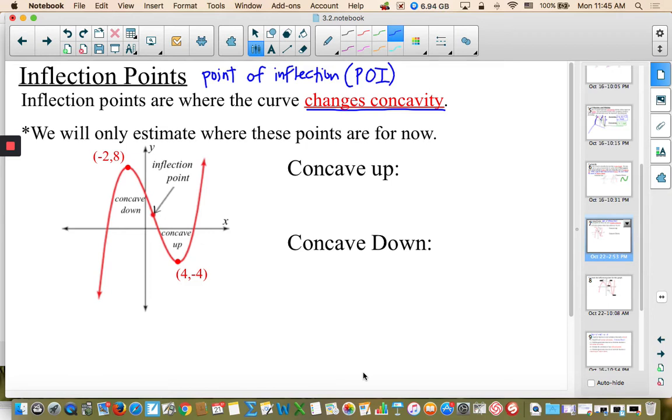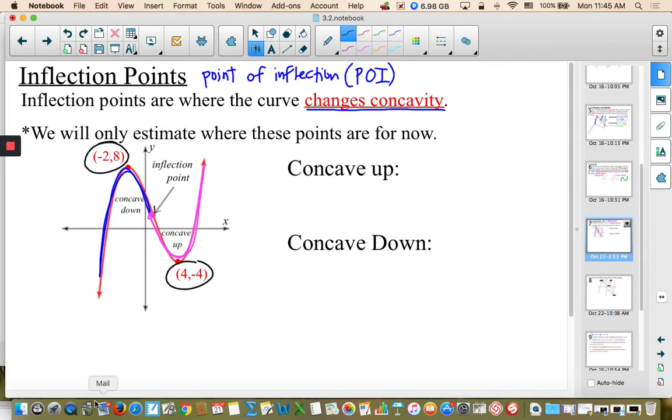So if I look at this graph, I can tell that in this section right here, the graph is concave down, and in this section right here, the graph is concave up. This point in the middle where it changes is called the inflection point. And the way we can find that inflection point is essentially to figure out the midpoint of the local maximum and that local minimum, that peak and that valley.